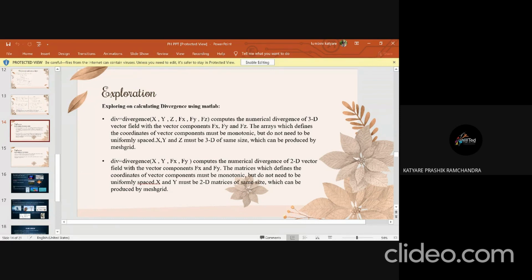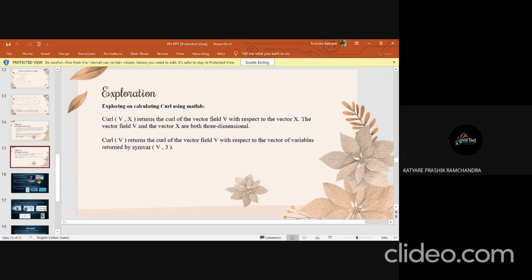The arrays which define the coordinates of the vector components must be monotonic but do not need to be uniformly spaced, meaning fx, fy and fz vary in such a way that they are neither increasing nor decreasing. X, Y, Z must be 3D arrays of the same size, which can be produced by meshgrid. Here, meshgrid is a command used to transform the domain-specified vector into arrays. Similarly, for calculating the numerical divergence of a 2D vector field, we use div equals divergence(x, y, fx, fy).